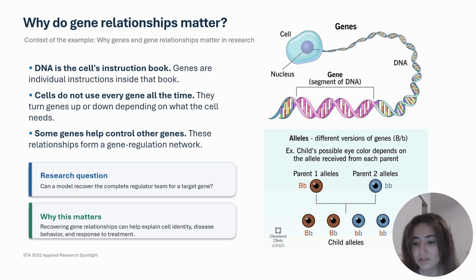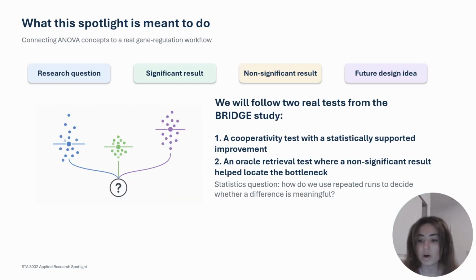Let's talk about the goal of this spotlight. Now we know partially about this problem, why it matters, and the benefits of understanding gene regulation. So let's see what we are trying to achieve from this lecture. This presentation connects the ANOVA concepts and partially the future extension of the Taguchi design to this real research background.